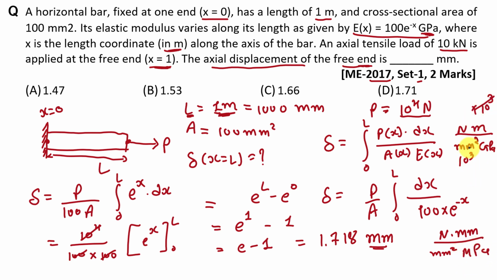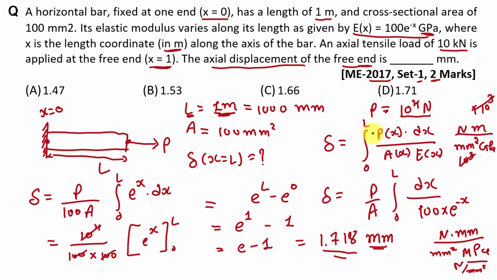And here this 10 raised to 3 is cancelled. And we know that megapascal is nothing but Newton per mm square. So if you simplify this, then finally you will get mm, right? So here this answer is in millimeter. I hope that you understand it. This question is for 2 marks.